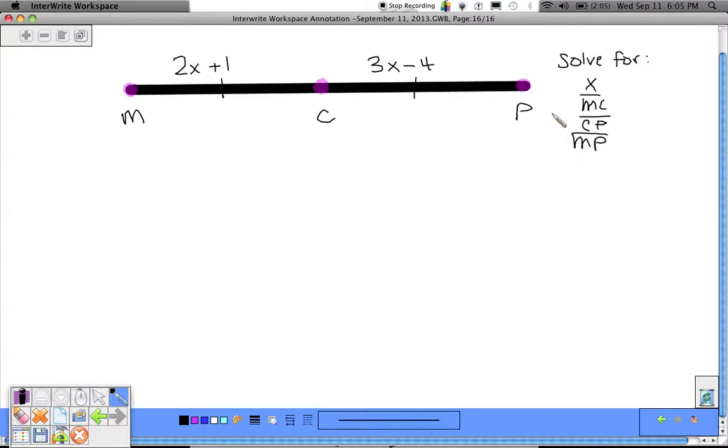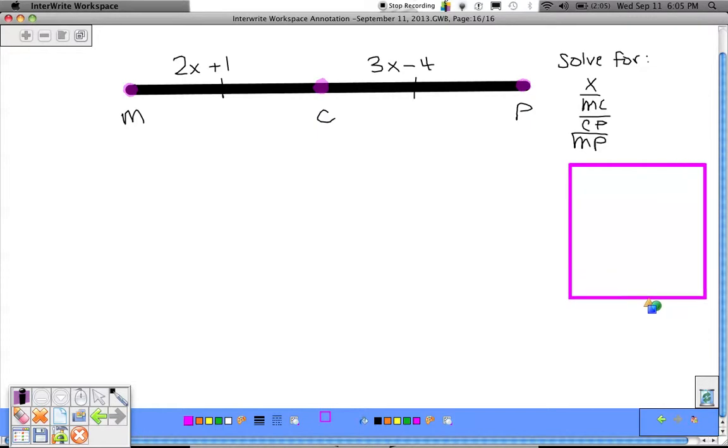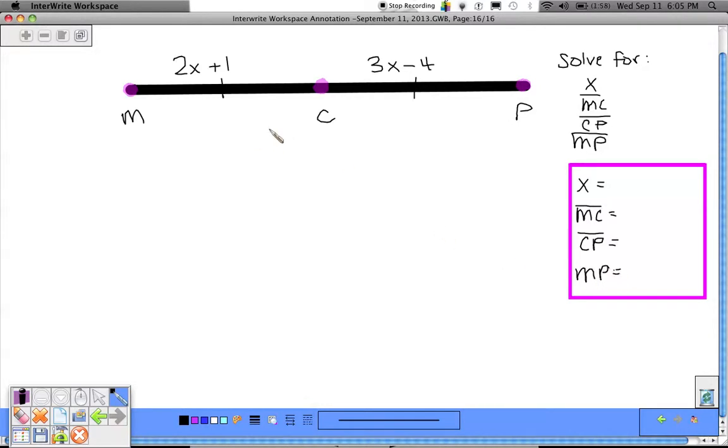Now if we were looking at the segment addition postulate, you would think, oh my gosh, I don't have enough information. But we do, because we know these sides are congruent. So I'm going to go ahead and make my answer box over here: x, MC, CP and MP. If we know that these two sides are congruent, then these expressions must be equal to each other. So we just set it up as 2x plus 1 equals 3x minus 4. We can write that because MC is congruent to CP. So we're just filling in the information that we know. And now you just solve for x.